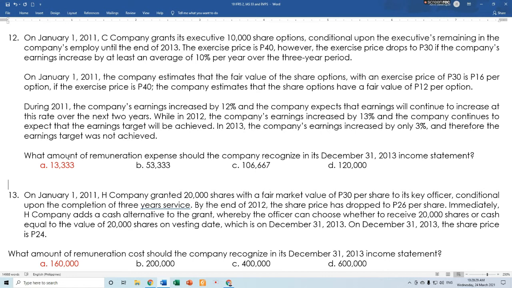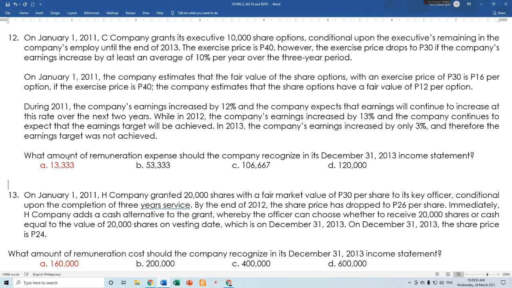So this is earnings kasi ito eh. So non-market pa rin yan. On January 1, 2011, the company estimates the fair value of the share options with an exercise price of 30 at 16 pesos. Okay? And if the exercise price is 40, the company estimates the share options will have a fair value of 12. Okay?